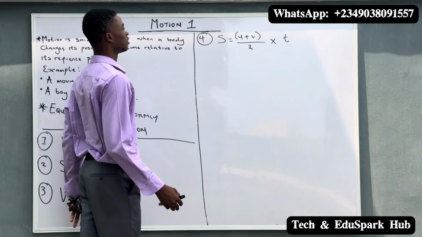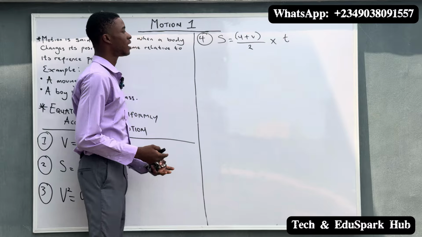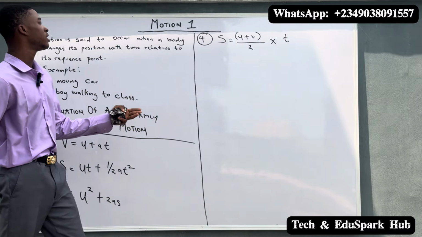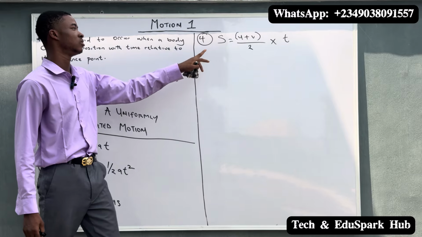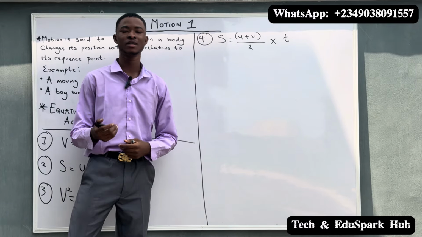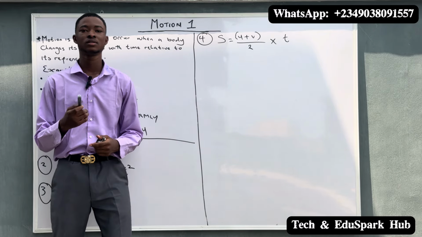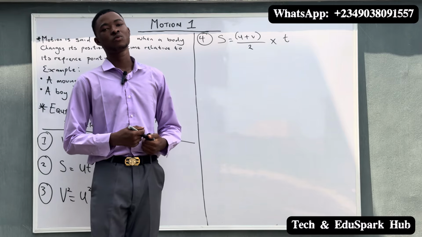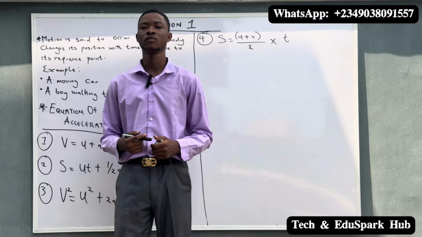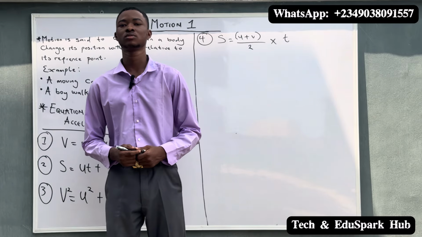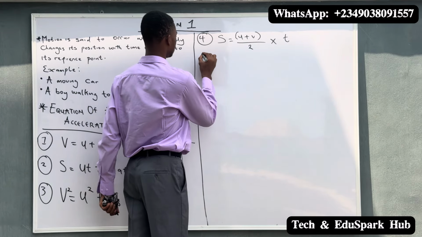And for the last one, when the distance is given but you don't have the acceleration, you are going to use S equals (U plus V) over 2, multiplied by T. And this is our equation of motion. So let's look at examples under this equation of a uniformly accelerated motion.